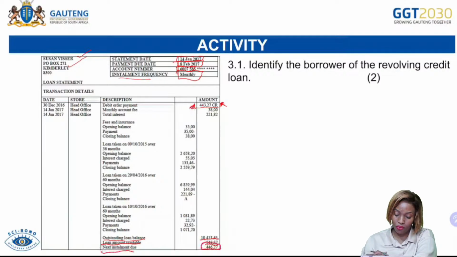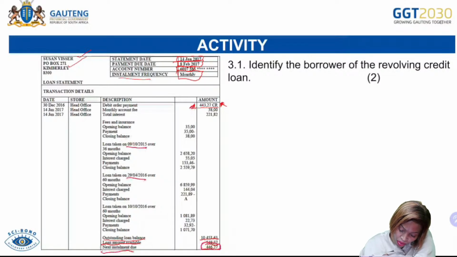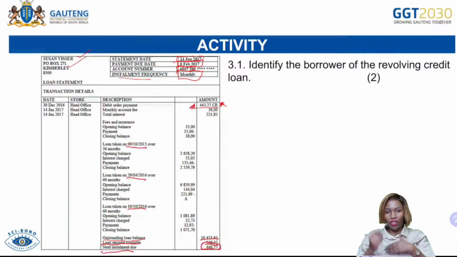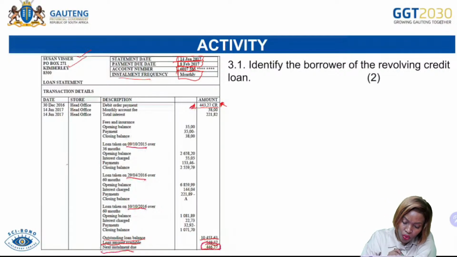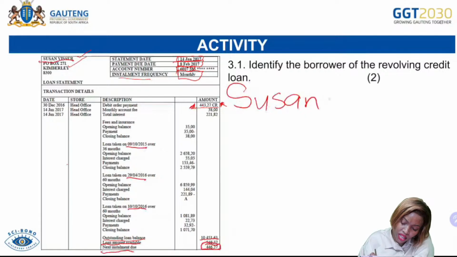So this is the loan. There are actually different loans. See, there was a loan on the 9th of October. There was a loan on the 29th of April the following year. There was a loan on the 10th of October. Remember, it's revolving. She can always take the money. The money is always there. Whenever she needs it, she just takes it. So identify the borrower. Who's the borrower? This statement is for who? It is for Susan, meaning that Susan is the borrower. So you write, we say that it is Susan Fisher.